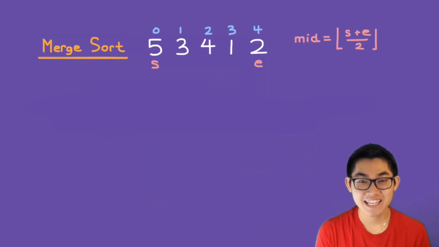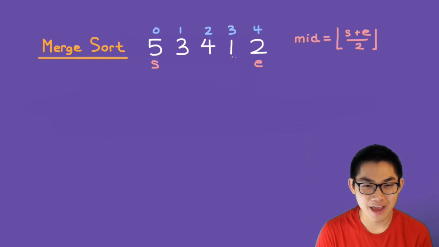Hi guys, in this video, I'm going to explain merge sort and then we'll take a look at the code at the end of the video. So we have this array and we want to sort it from the start until the end, such that afterwards the array will be from least to greatest.